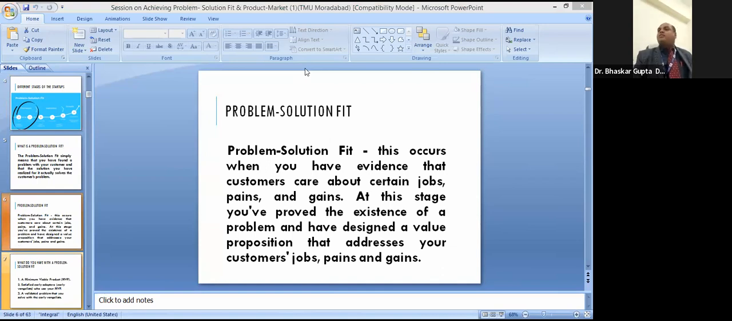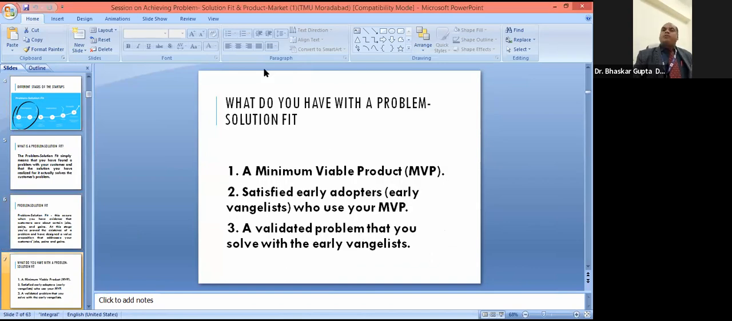Next slide, Dr. Bhaskar. What do you have with the problem solution fit? If we look at your product, we should have some satisfied early adopters who are going to use your minimum viable product. And of course, a validated problem that you solve with the early adopters, whenever you want to achieve problem solution fit.